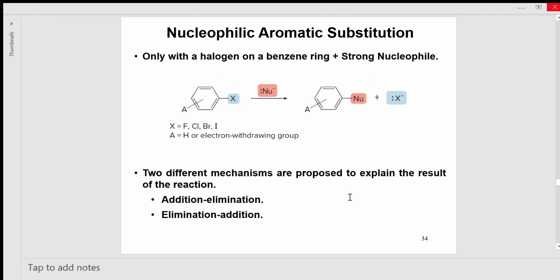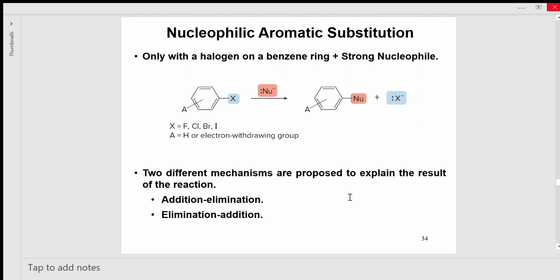All right, then let's take a look at more aromatic reactions. This is the third and the final lecture of chapter 16. So in this part, we are going to look at some new reactions of aromatic compounds. A very important reaction is called nucleophilic aromatic substitution.